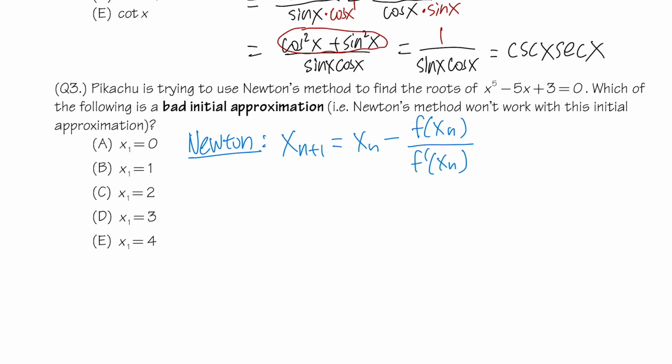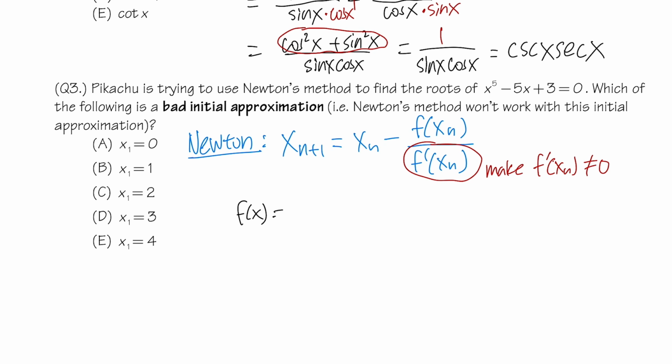As you can see, we have the denominator right here. We have to make sure the derivative is not equal to 0, otherwise we'll divide by 0. So we just have to look at this equation and make sure that the derivative is not equal to 0 there, because if it is, you will have a horizontal tangent line, and Newton's method won't work. So our function is, make sure that we have the right-hand side equal to 0, which it is.